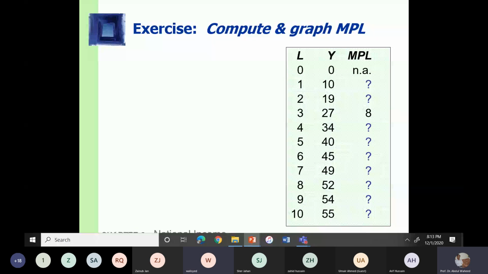How did you get 1? Minus 1, 54 minus 55. Minus 1? You said 1 just now, plus 1, right? How did you get plus 1? The number of units produced by the 10th person: he's just producing one extra unit. So you got 55 minus 54, divided by 10 minus 9. Delta y over delta L is the formula for marginal product of labor. So you got the answer.